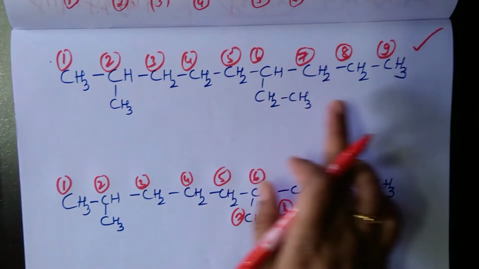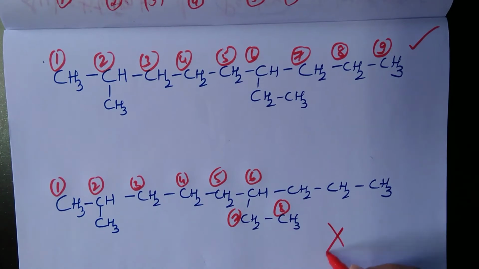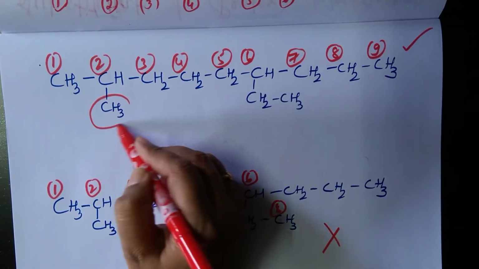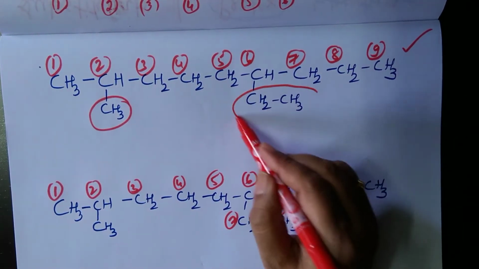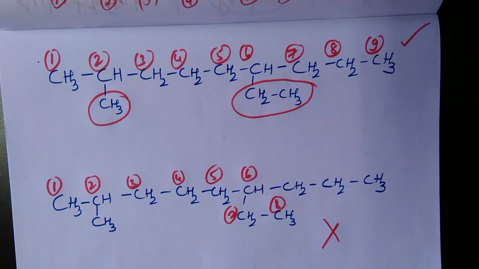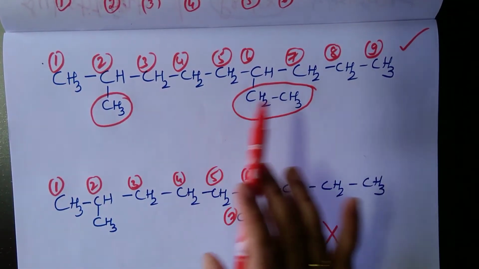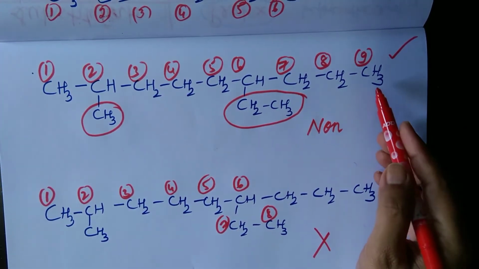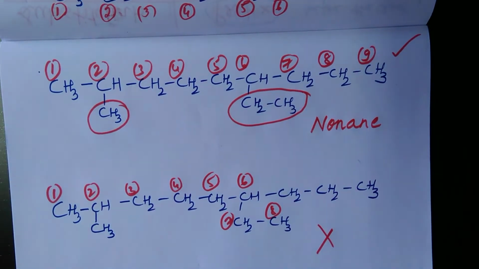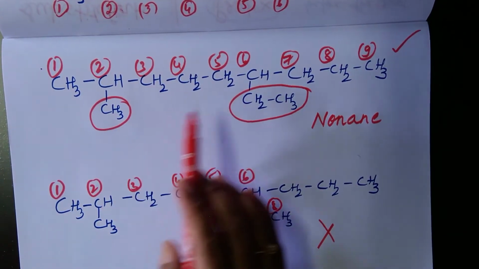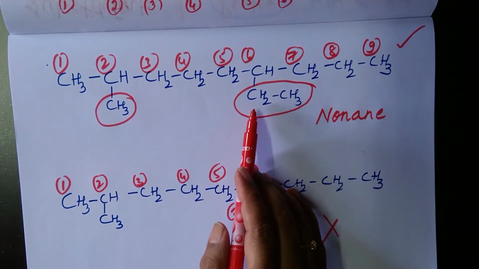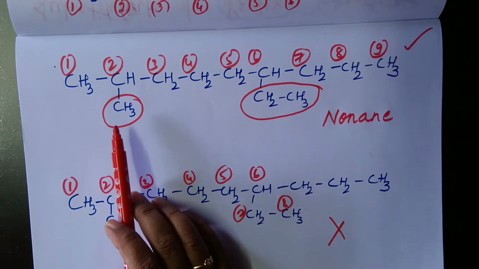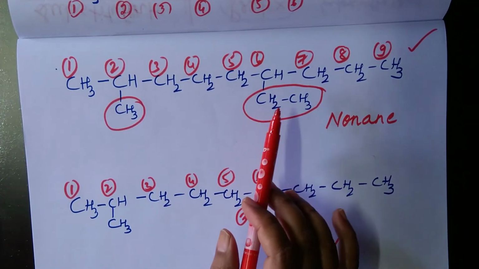So once the longest carbon chain is selected, you have to find out the branchings, which I call substituents. So this is our substituent number 1 and this is our substituent number 2. Now you will find the root word. 9 means non, single bond ane, nonane. On carbon number 2 and carbon number 6, you have substituents. Which are they? Methyl and ethyl groups. Methyl comes from methane, ethyl comes from ethane.